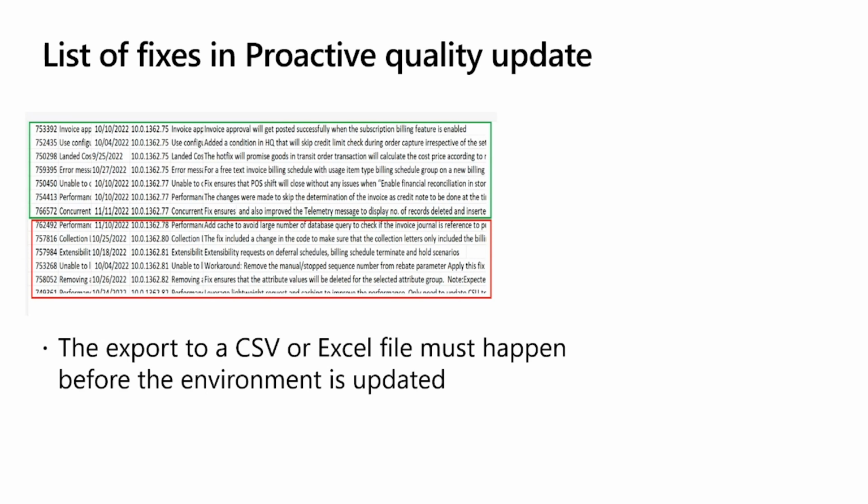So in case the environment is already updated and you did not get a chance, this list is constant for all the environments, so you can pick it up from any other environment which has not got a proactive quality update, or an environment where you haven't applied a quality update on your own. So you can take it from any of the environments.